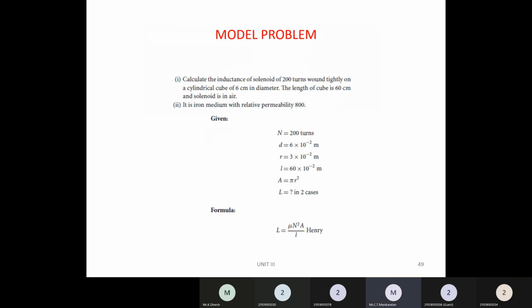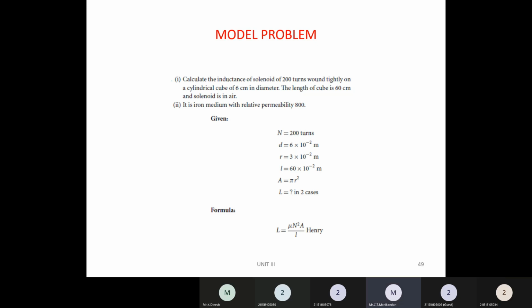And we can see a model problem relating to this. You have to calculate the inductance of a solenoid of 200 turns, wound tightly on a cylindrical tube of diameter 6 centimeter. Length is 60 centimeter. The medium is air. If it is an iron medium, what will be the inductance? Two cases: one is the air medium, another is the iron medium.